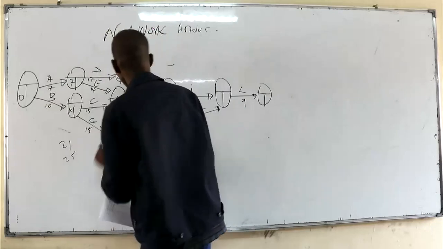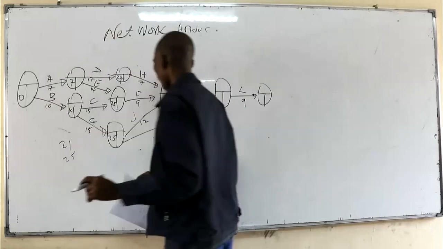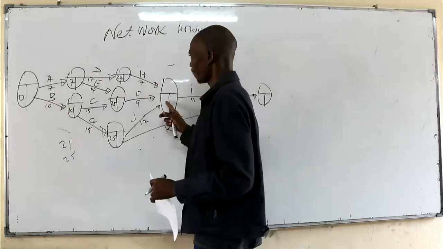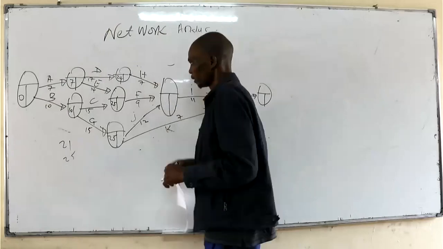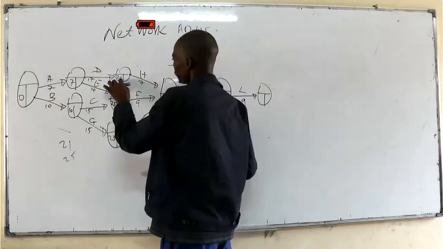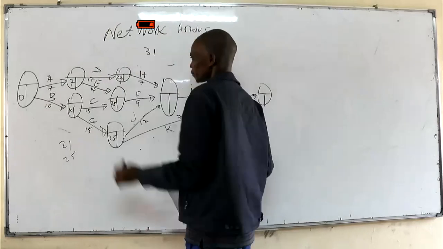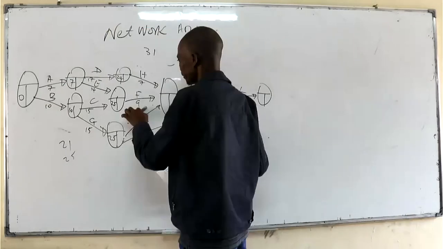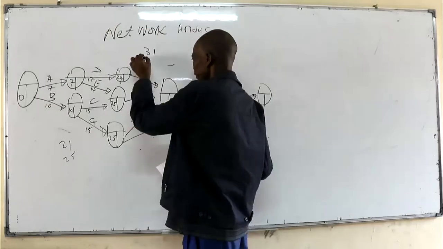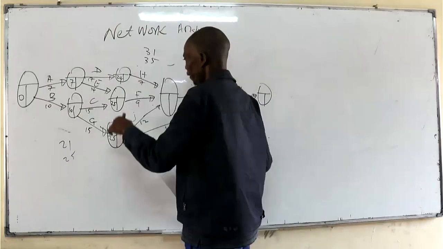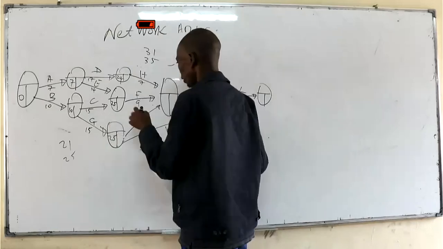And then we also have a point of convergence here. There are 3 paths all leading to that. So again, we evaluate: 24 plus 7, that is 31. Then 25 plus 9 is 34. Then we have 25 plus 12, that is 37. So 37 is the largest, we take 37.